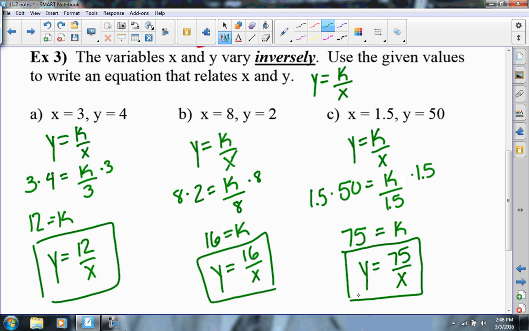So when you're solving your inverse variation equations for k, for that constant, you will be multiplying your values of x and y together. Not that I want you to just do that directly, but that's a good observation to know, so that way you can know that you're doing the problem right and that you're getting the correct answer.